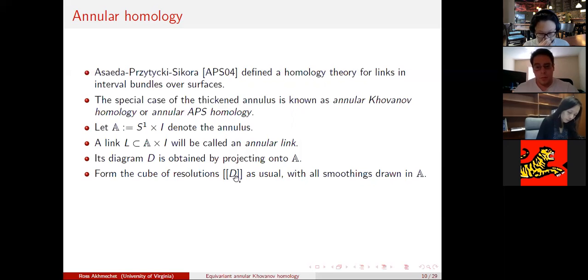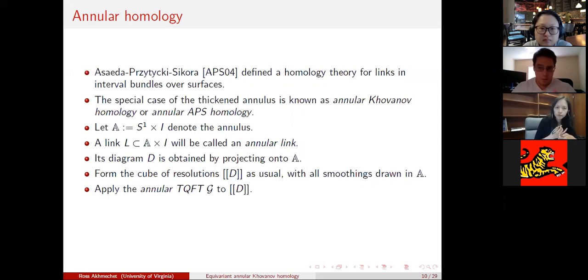And I'll still use this bracket D to denote the cube of resolutions, except now it's drawn in the annulus. And finally, to get the chain complex, you apply this annular TQFT, and I'll describe how it's defined after this slide.